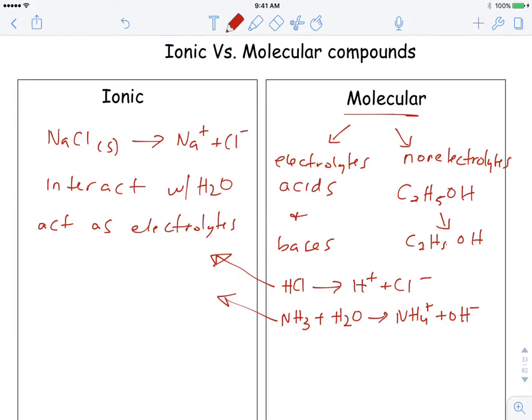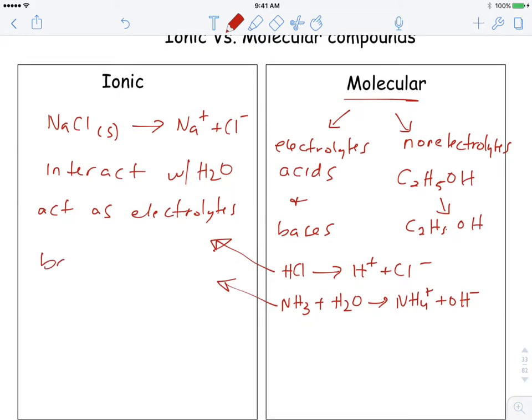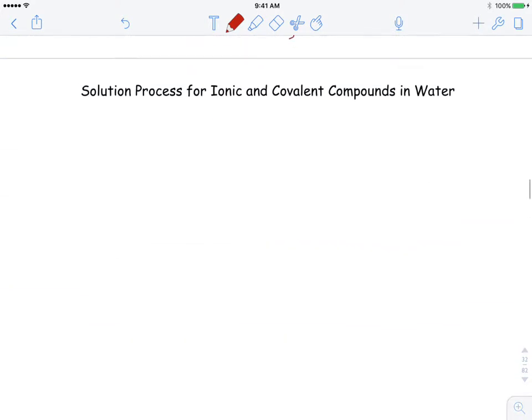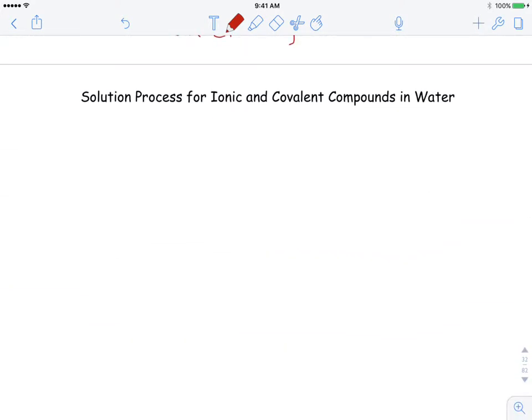Now, one last thing that's important is that some bases are actually ionic. These are those metal hydroxides. And so since these are ionic, these will act as electrolytes. We'll parse more about what a strong electrolyte is versus a weak electrolyte in a little bit. But let's go back to that previous slide here and look at what happens when an ionic and a covalent compound dissolve in water.